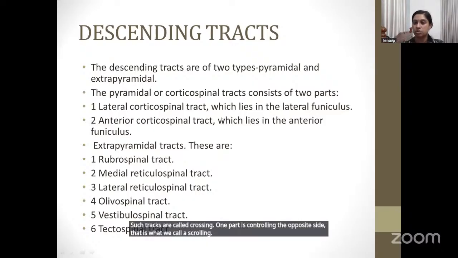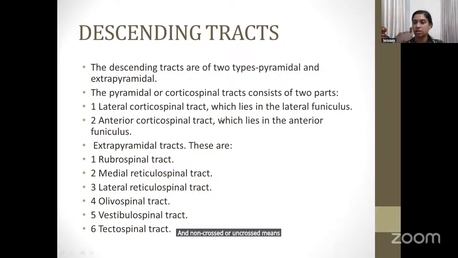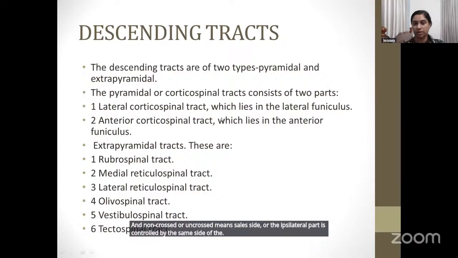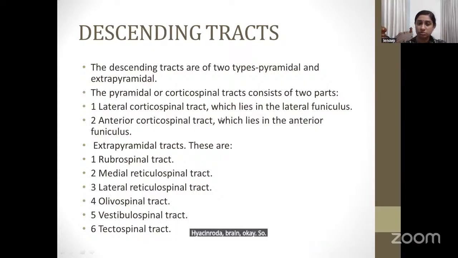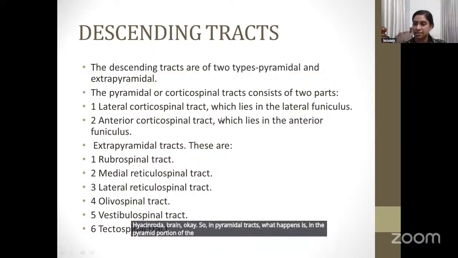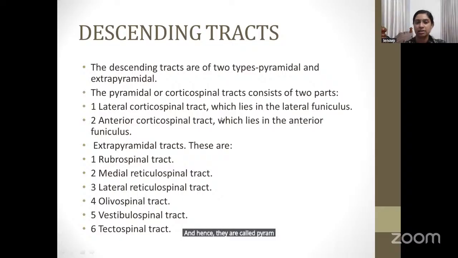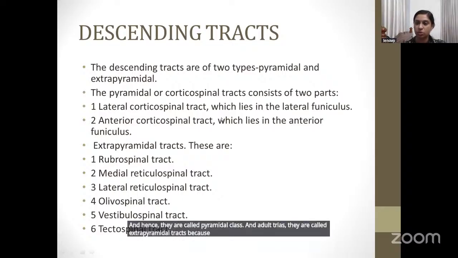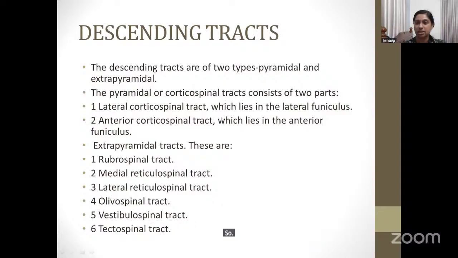And non-crossed or uncrossed means the same side, or ipsilateral part, is controlled by the same side of the higher center of the brain. In the pyramidal tracts, these tracts cross in the pyramid portion of the medulla, and hence they are called pyramidal tracts. The other tracts are called extrapyramidal tracts because no decussation occurs at the pyramidal part of the medulla in these tracts.